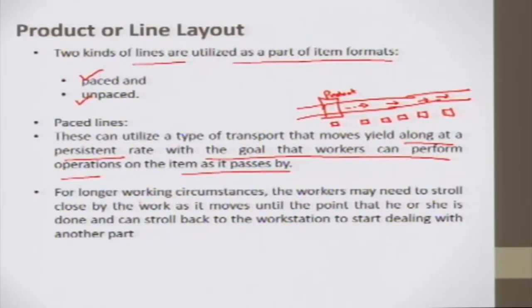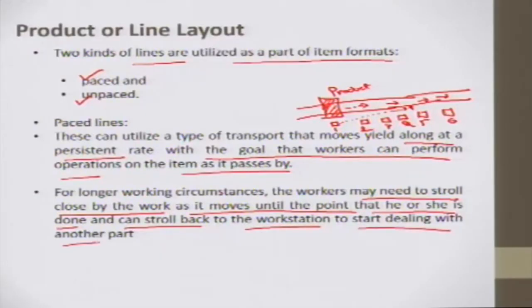For longer working circumstances, the worker may need to stroll close to the work as it moves until he or she is done. So what happens, as the work is fixed here, we cannot take off this product from the conveyor belt. So if some operation has to be done here, that is to be done by worker 1 only. If worker 1 has to do this operation, he has to move here or stroll here to do this operation with worker 5 and then again come back to his position. Then he can stroll back to his own home workstation to start dealing with another part here. This is paced flow line.